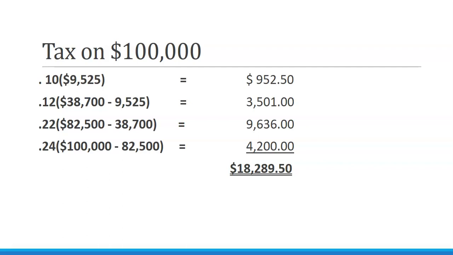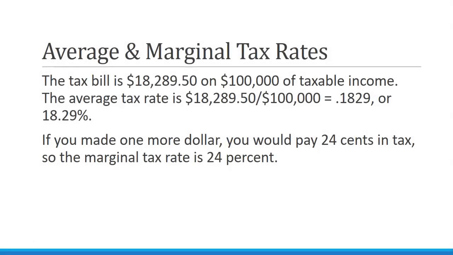So our total tax on this income would be $18,289.50, at which we paid different rates for different brackets of the income. So our average tax rate is 18.29%, which is our total tax divided by our taxable income.